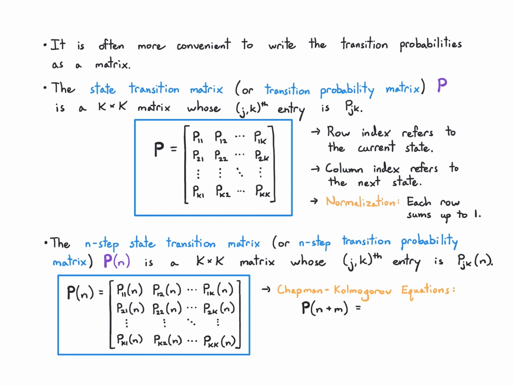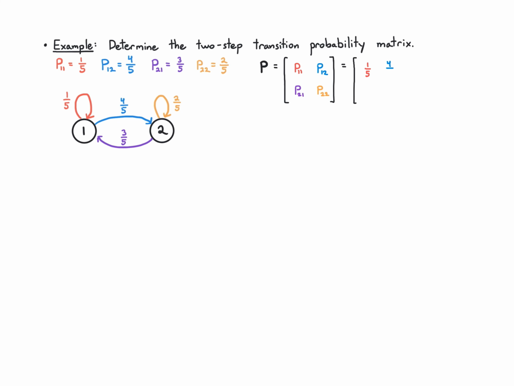All right, let's do an example. I'm going to give you the same Markov chain that we saw in the previous video and ask you to figure out the two-step transition probability matrix. So here's that Markov chain. We can see that P11, P12, P21, and P22 are the transition probability matrix. Those values are going to be 1/5, 4/5, 3/5, and 2/5.